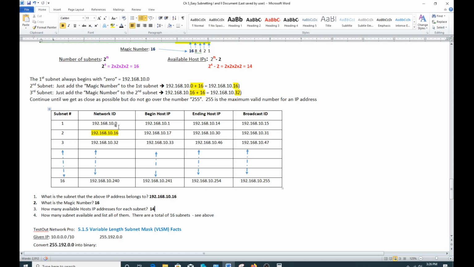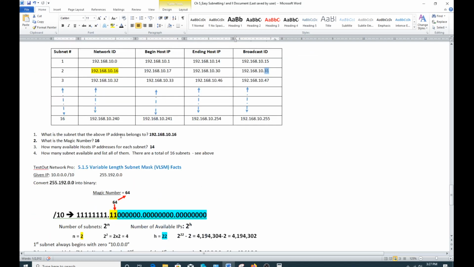So if I look at the first subnet, it's right here. I write the second subnet. So the last IP address of the first subnet should be 1 number less than the first IP address of the second subnet, which is 15. Okay, so the third subnet is right here. So the last IP address of the second subnet should be 1 number less than 32, and that's how I write out my subnet.